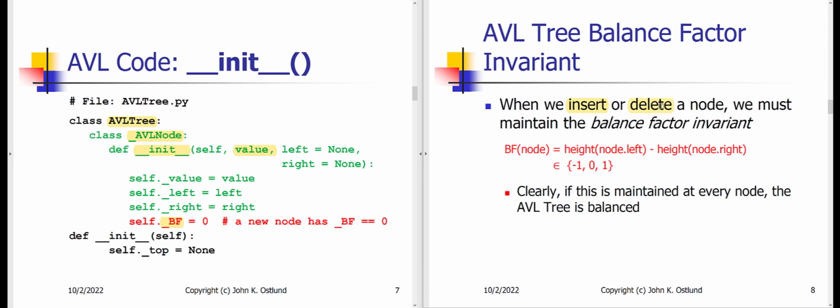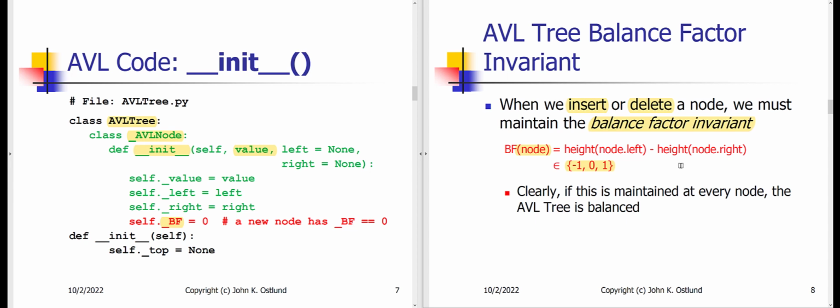Each time we insert or delete a node in an AVL tree, we have to maintain what's called the balance factor invariant property. That is, the balance factor of every node in the tree has to be, in absolute value, less than or equal to 1. So we say that our tree is an AVL tree if the balance factor in each node, after proper updating, whenever we do an insertion or a deletion, is a -1 or a 0 or a 1.